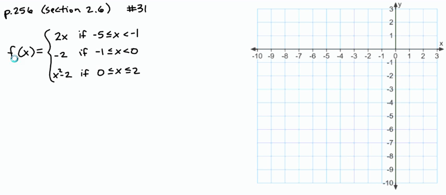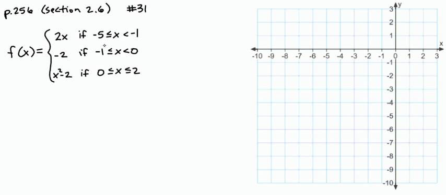The second piece, f of x equals negative 2, is a horizontal line because it's just a constant height of negative 2. And the third piece, f of x equals x squared minus 2, is a piece of a parabola. So we're looking at a piece of a line, a piece of a line, a piece of a parabola. And then we have the domain for each piece indicating where it's going to start and stop. So using those domains, let's find a couple of points for each piece.